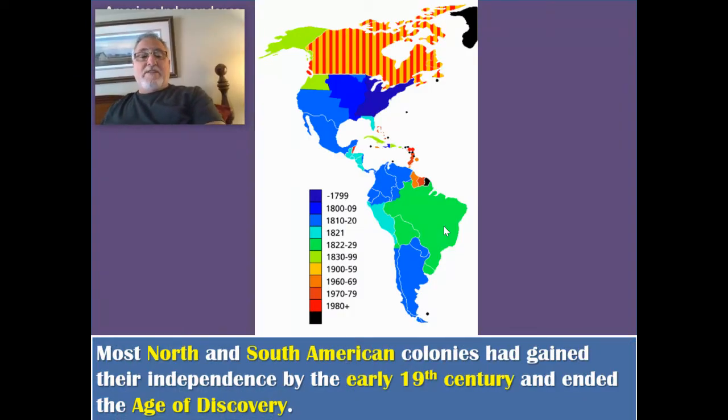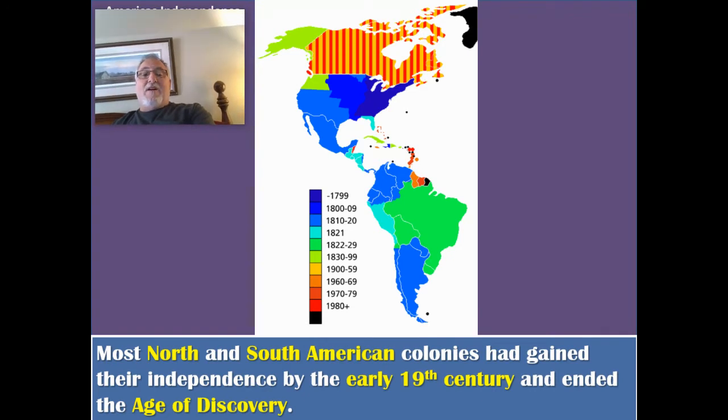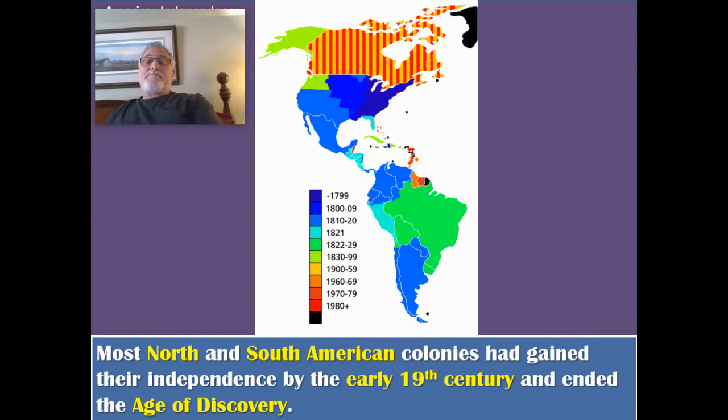Most North and South American colonies had gained their independence by the 1800s. So from 1500 to 1900, all this is colonized, and by the time we get to the early part of the 1800s, with a few exceptions, most of the Americas are independent, with a couple notable exceptions, and that's here, and then the Caribbean, and then up here. Okay, and here. Eventually, these guys are later. But they are all now independent.